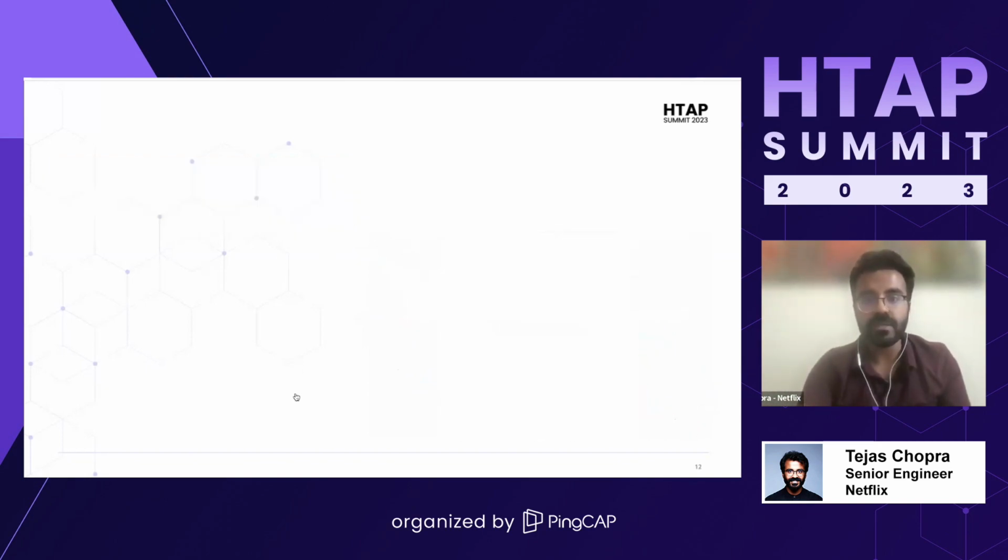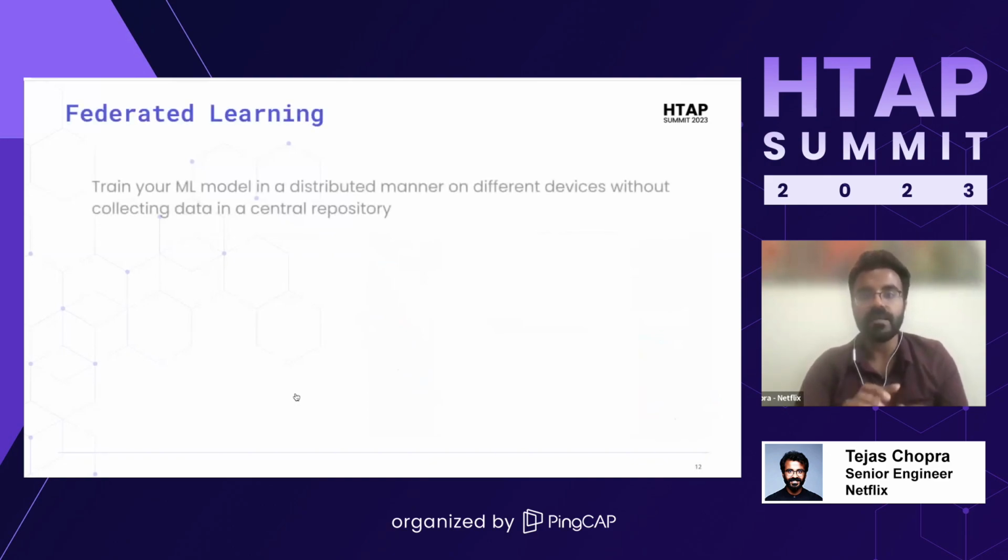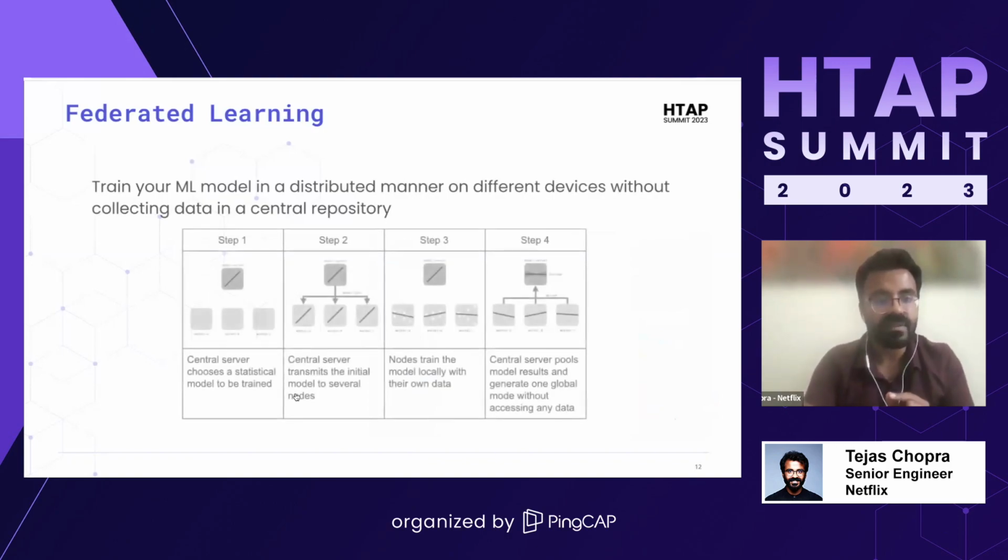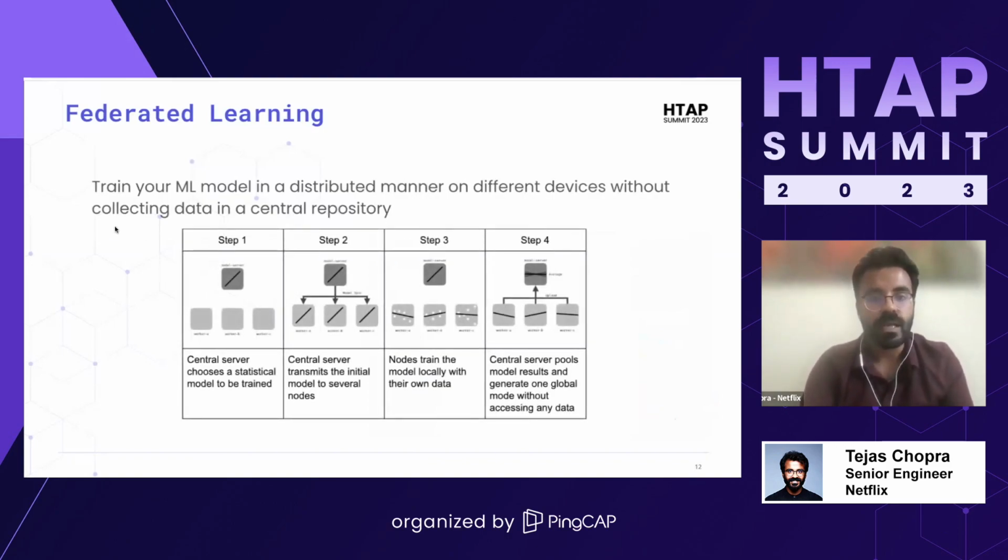As you can imagine, you train your model in a distributed manner on different devices without collecting your data in a centralized repository. And this explains the steps behind federated learning. You have a model and you have data on the edges or the edge nodes. You ship your model to the edge nodes. Your model gets trained by the local data, and only the parameters are updated in the centralized model. So in some ways, you are not ever reading the data out of a device.